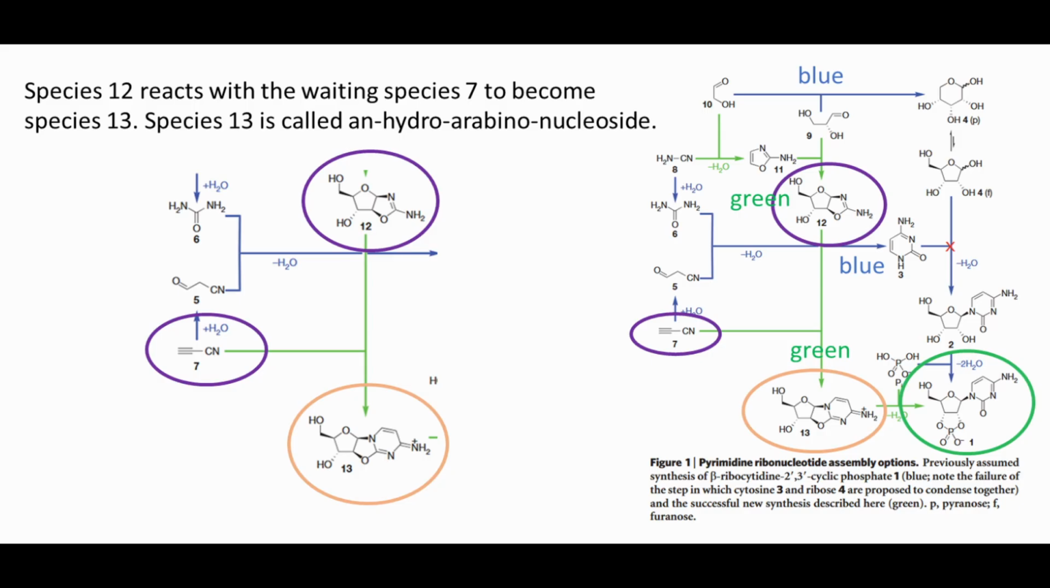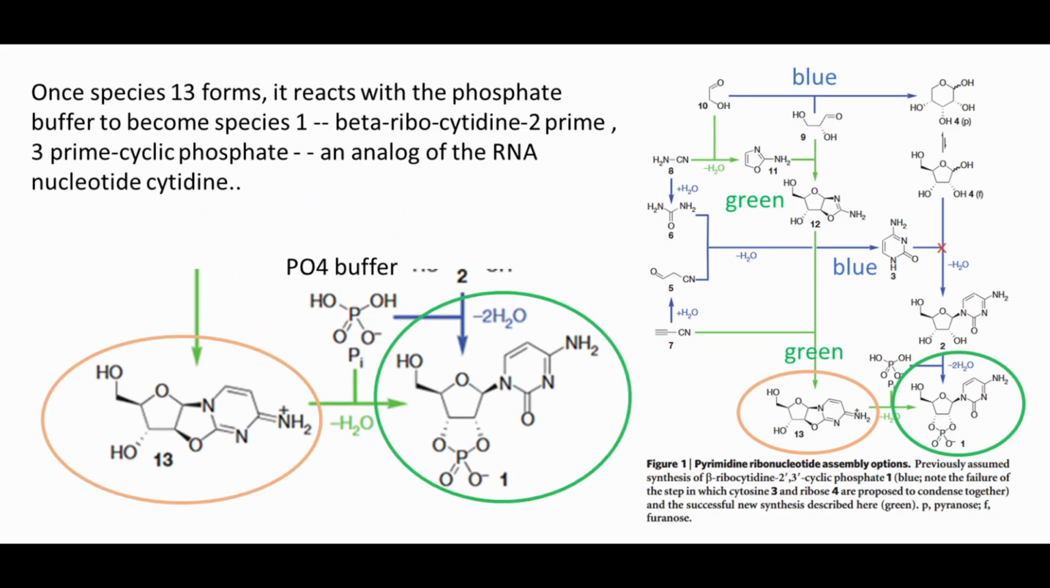Species 12 reacts with the waiting species 7 to become species 13. Species 13 is called anhydroarabinonucleoside. Sutherland assumes the green pathway occurs in an aqueous water solution buffered by phosphate PO4. So, once species 13 forms, it reacts with the phosphate buffer to become species 1, beta-ribocytidine 2', 3' cyclic phosphate, an analog of the RNA nucleotide cytosine.